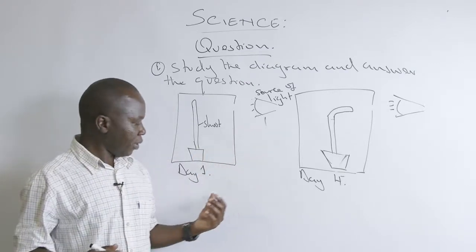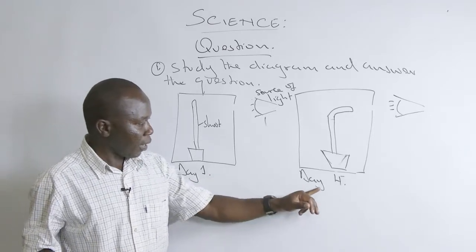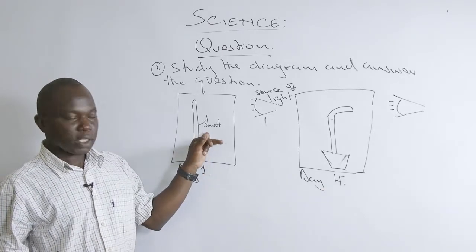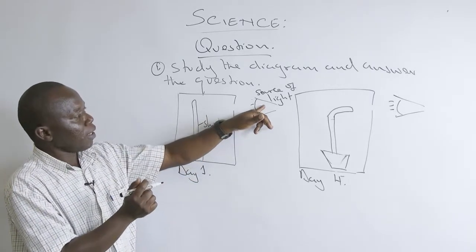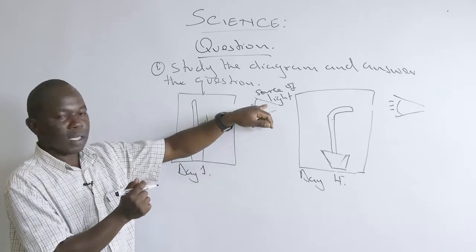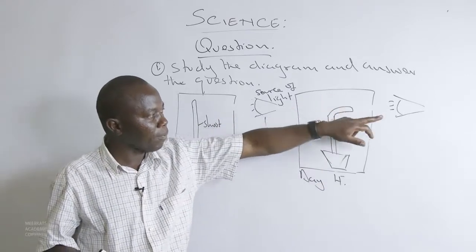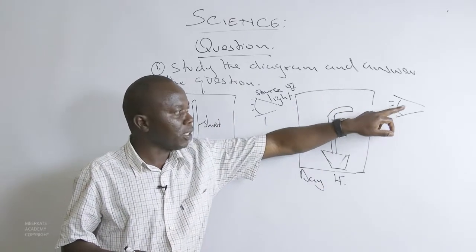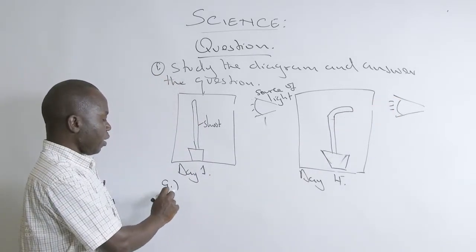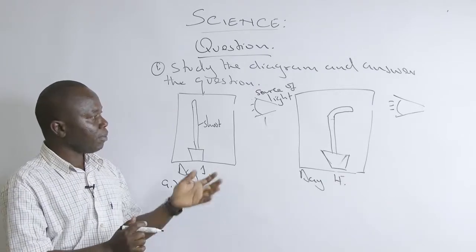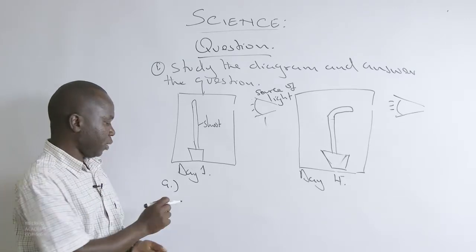So we have two diagrams here, the same illustration, day 1 and day 4. So we had a shoot in a box but with a hole, and then just close to the hole there was a source of light. But after day 4, this is what's happening. Still in the same position, the source of light in the same position. So part A of the question is this: name the type of tropic response being illustrated.